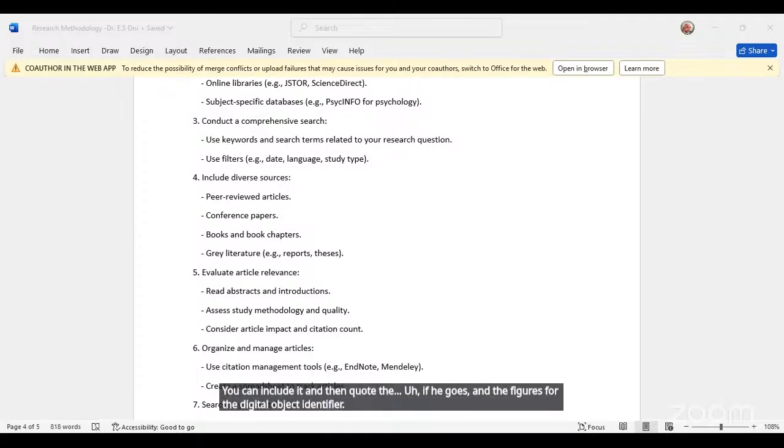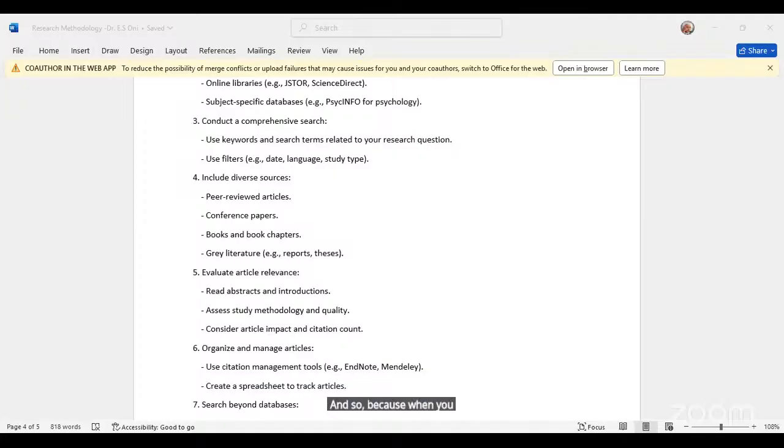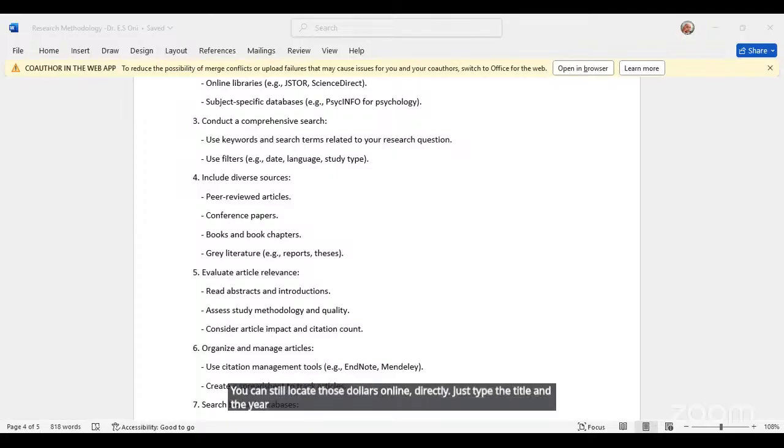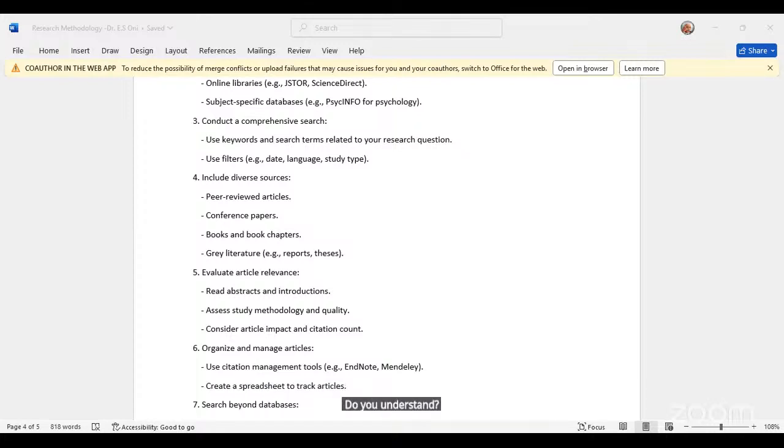Then when you've done volume, issue, pages, it's okay. You can still locate those journals online directly. Just type the title and the year. It will show up anywhere it is. Do you understand? Yes, sir. All right.